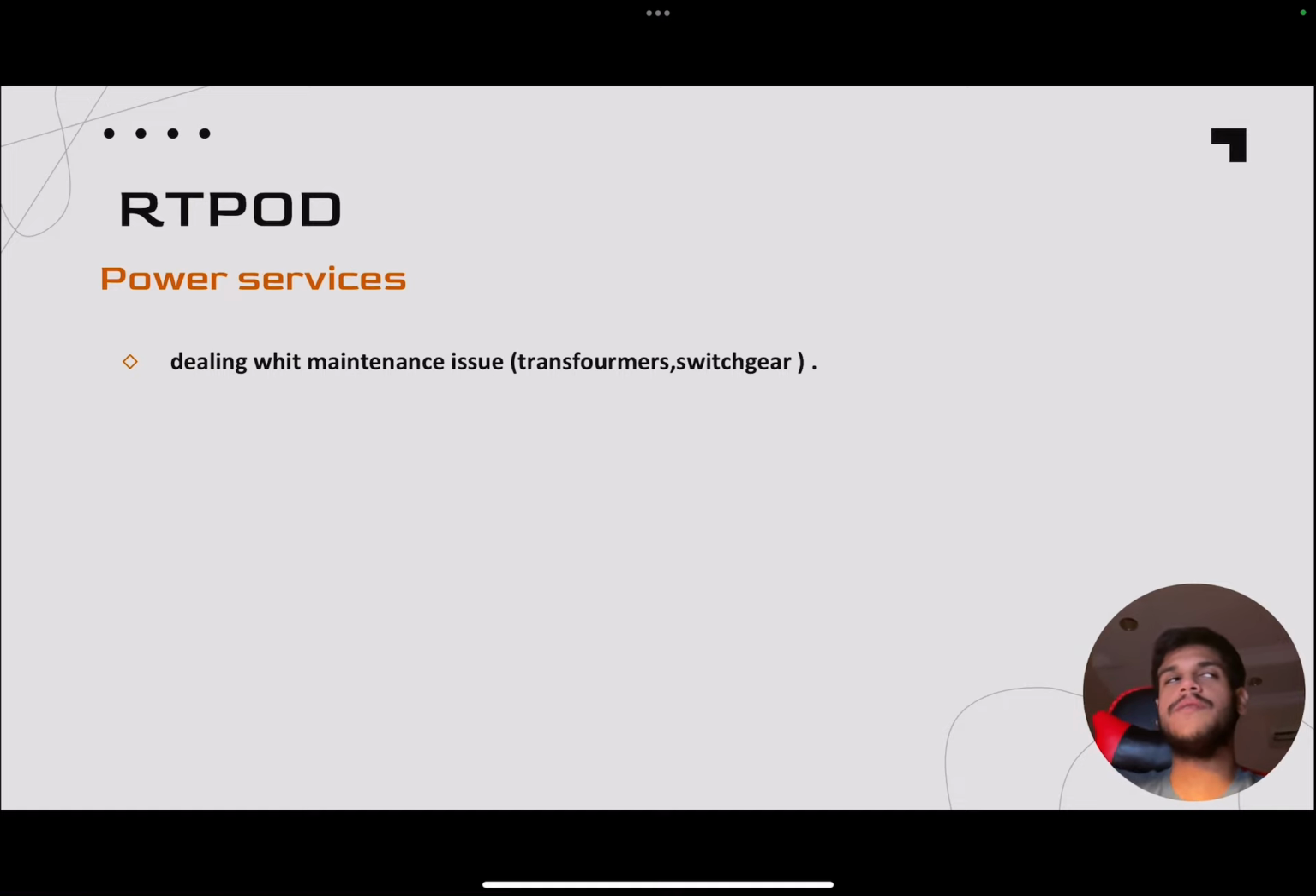And we have the power services. There is an inside joke about them. They are more likely mechanical, because most of their work is mechanical, fixing transformers or switch gear, and it always contains mechanical work.